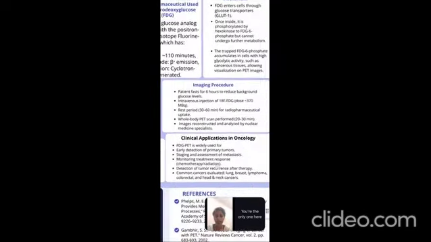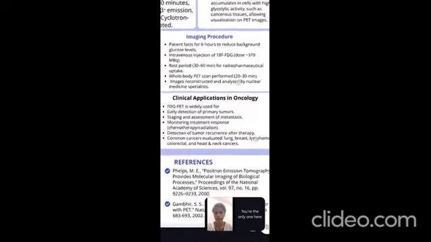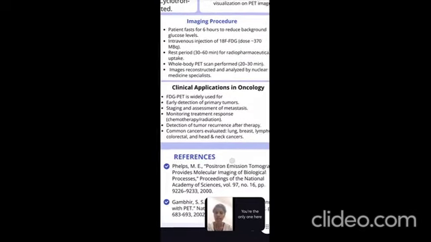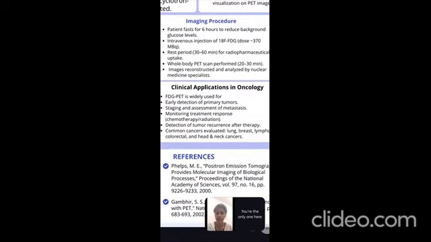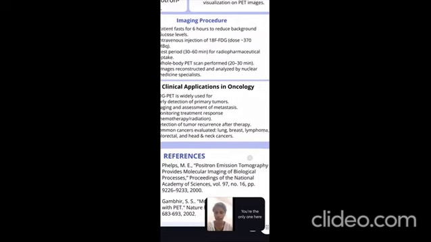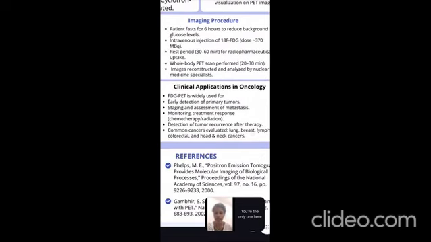Then the clinical applications in oncology. FDG-PET is widely used for early detection of primary tumors, staging and assessment of metabolism, monitoring treatment response, and detection of tumor recurrence after therapy. The common cancers evaluated are lung, breast, and head and neck cancers.